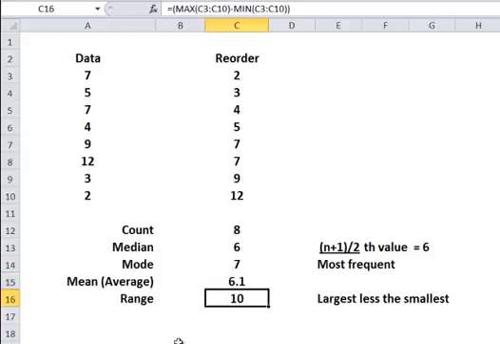There's probably a command for range, the range of the figures, but couldn't find it. So what I did was I took the maximum value, so I worked out the maximum value in here. So I told it to find the maximum in C3 to C10, and then take away the minimum value. So I was being inventive. And sure enough, if you look ahead, the largest number is 12, the smallest is 2, take them away, the range is 10. So that's fine.